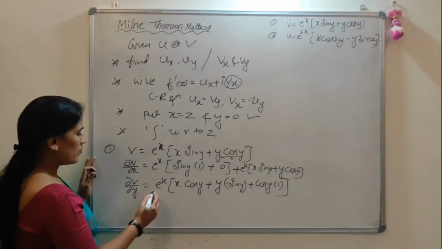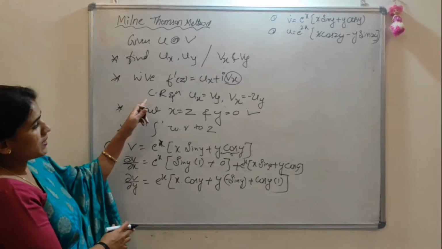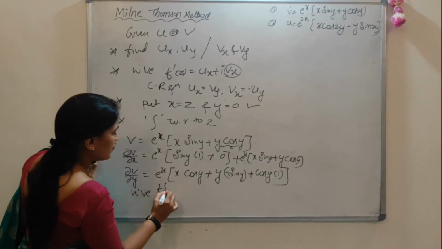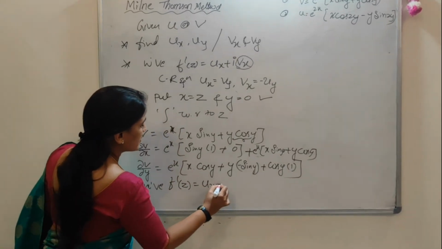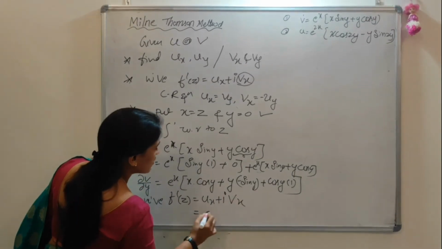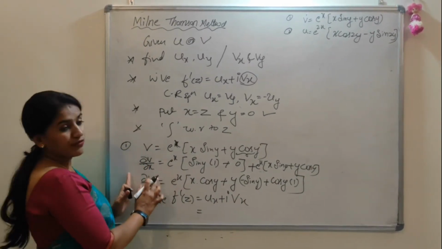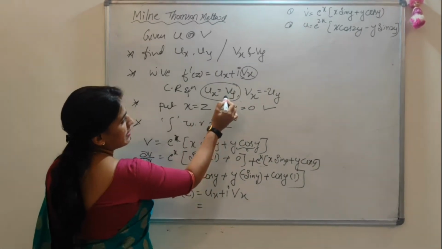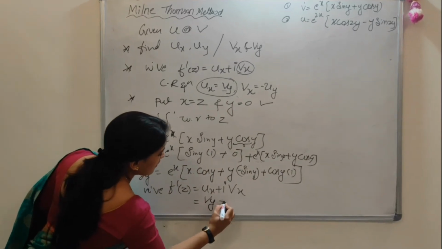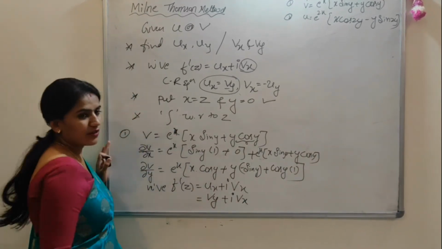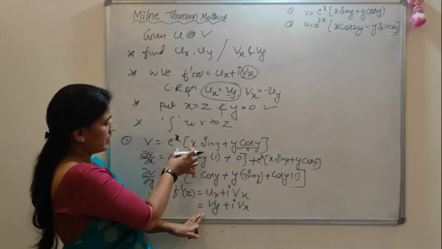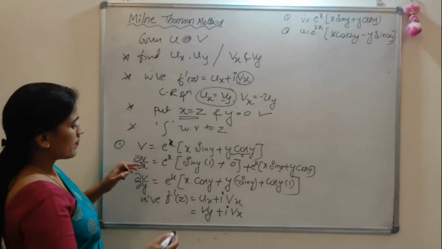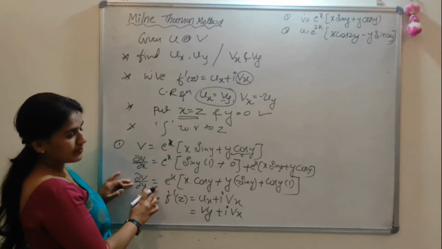No, nothing. So, in the second step we have to substitute in f dash of z. We have f dash of z is equal to ux plus ivx. But for ux here we only have v terms, dou v by dou x, dou v by dou y. But from CR equations, ux we can replace by vy. vy plus i into vx. Okay. Here itself we have to substitute vx and vy.